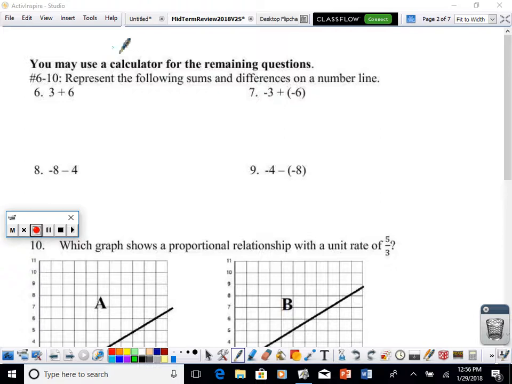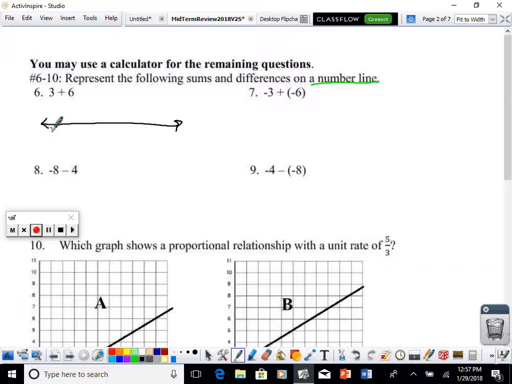So, first one's pretty nice and easy. I have 3 plus 6. Now everyone in here can tell me that's going to be 9, but they're not just asking for the answer, they're asking to represent them on a number line. So let's sketch a number line. Now remember, a number line goes on forever and ever in each direction, and it has 0 near the middle.